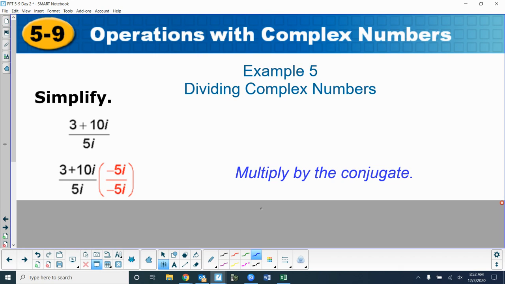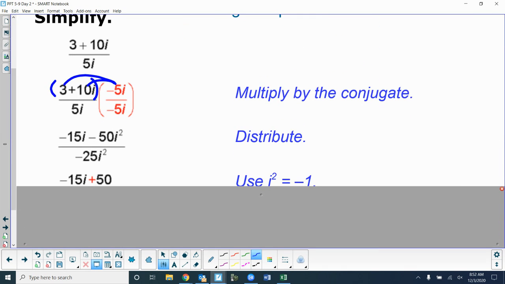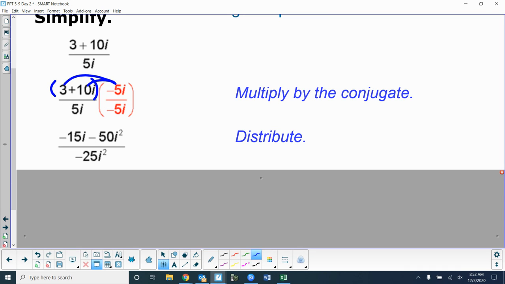All right? When you do this, you're distributing. So -5i times 3 is a -15i. -5i times 10i is -50i squared. 5i times -5i is -25i squared. Now we see those i squared. What can we do with those? We change them to -1, right? And what do we do with that sign in front? Change it, right?